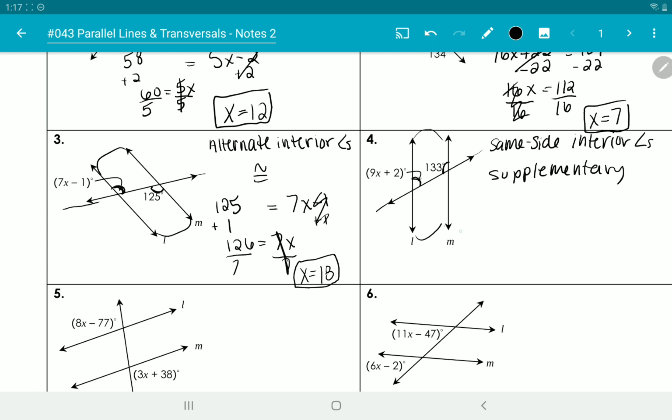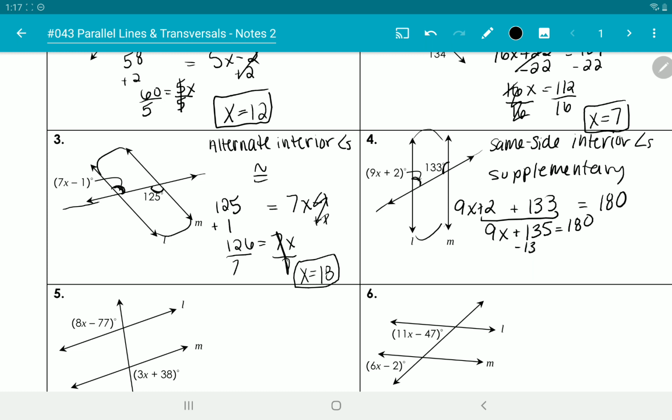Okay, so if they're supplementary, we're going to have blank plus blank equals 180. Okay, so fill in the blanks. The first one is 9x plus 2. Second one's 133, and it doesn't matter which one you do in which order. Okay, we'll go ahead and add the 2 and the 133 here. So we have 9x plus 135 is equal to 180.